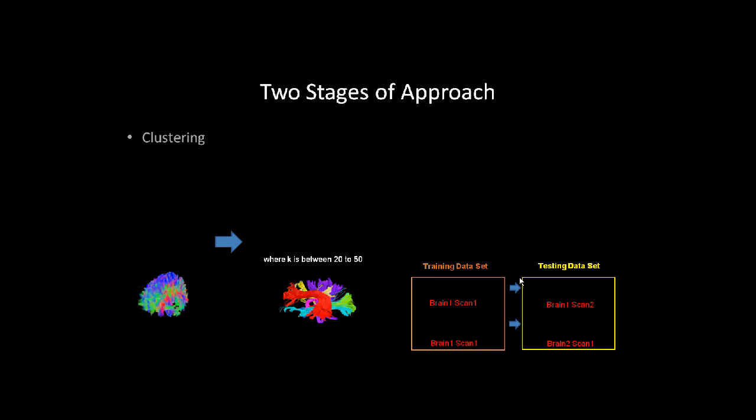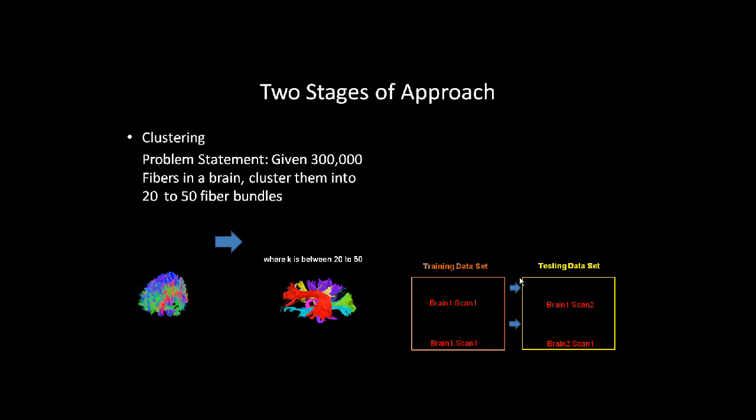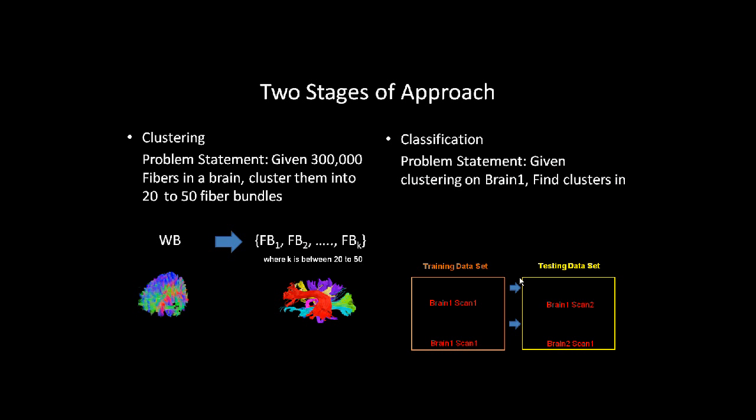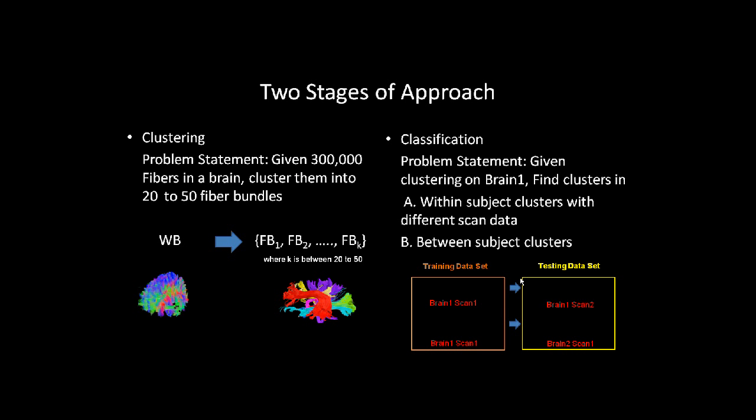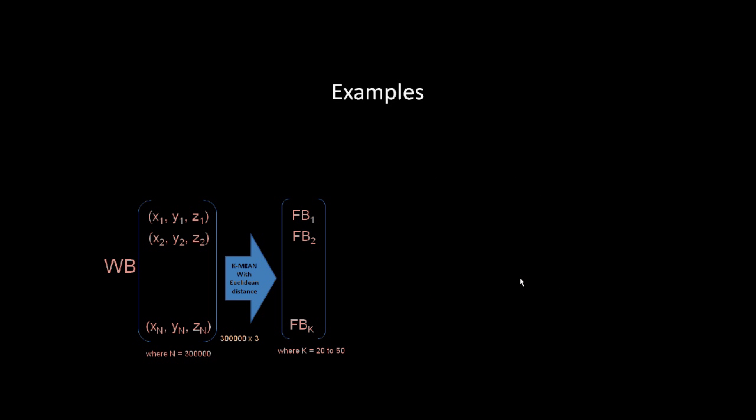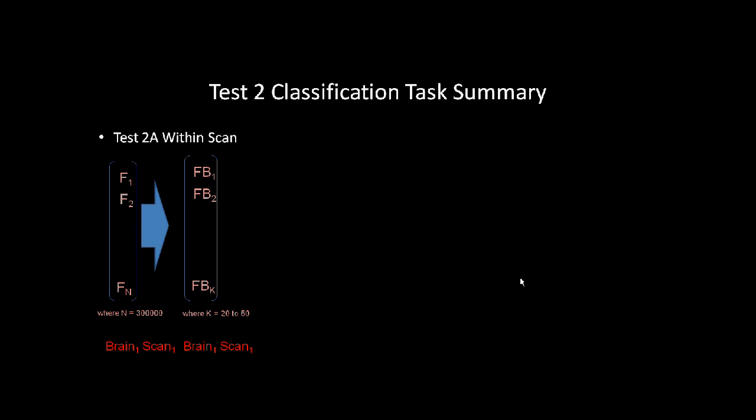You might take a two-stage approach, starting with clustering of the fibers into their bundles, and then classification of those into the within subject clusters of the subject that you're dealing with, and then between subject clustering of the set that you're trying to match. Again, these are examples of the geometric clustering.